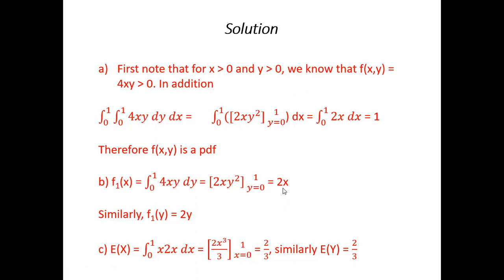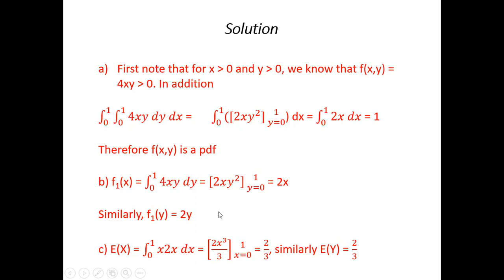Now there's a bit of symmetry here with x and y, so it's fairly easy to see that the marginal with respect to y should be 2y. I see this over here, except this 1 should be 2. So f2 of y equals 2y.